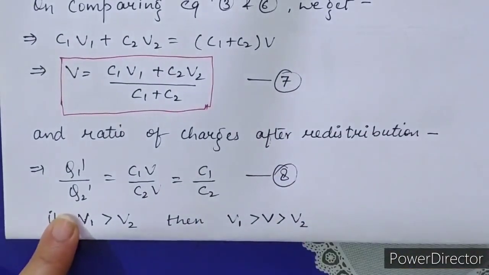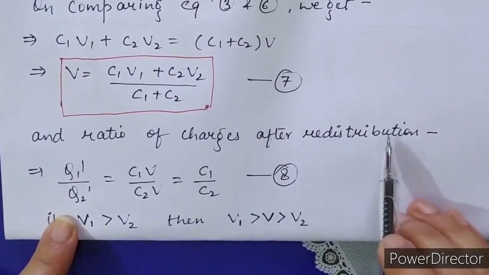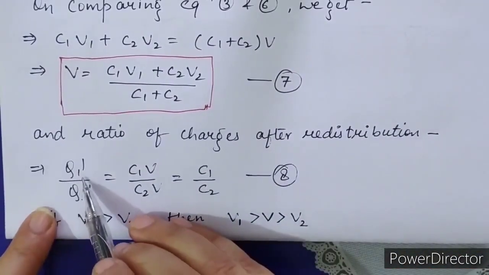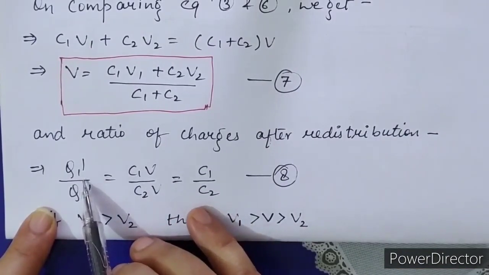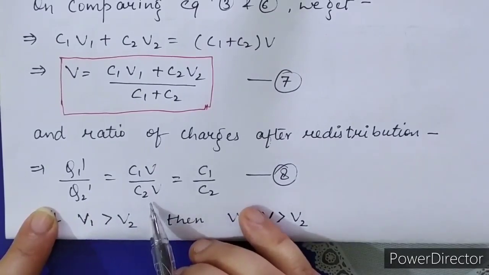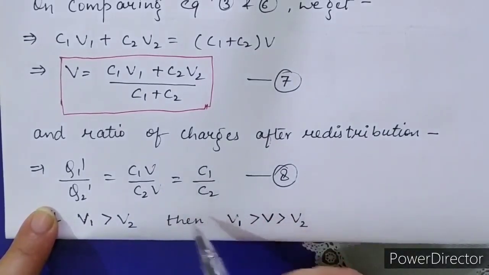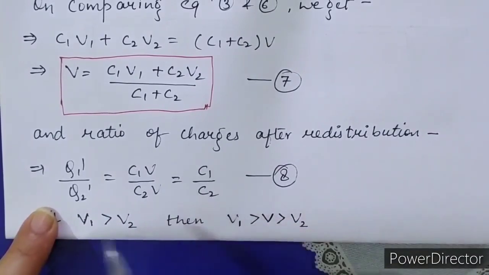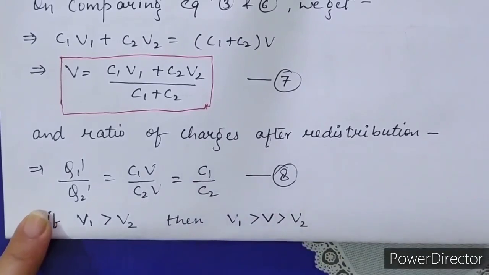Equation number 7. The ratio of the charges after redistribution, Q1 dash upon Q2 dash. Q1 dash is C1V from equation 4, Q2 dash is C2V from equation 5. V and V, same potential, cancel out, giving C1 upon C2. This means the ratio of the charges is equal to the ratio of their capacitances.